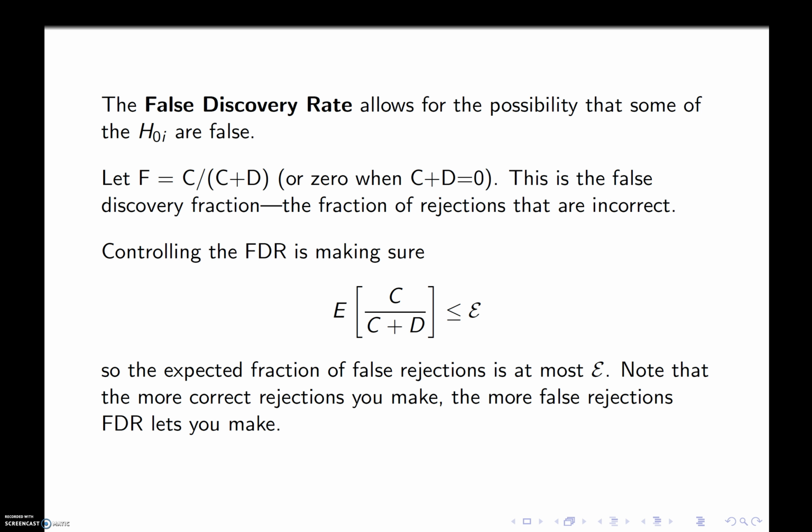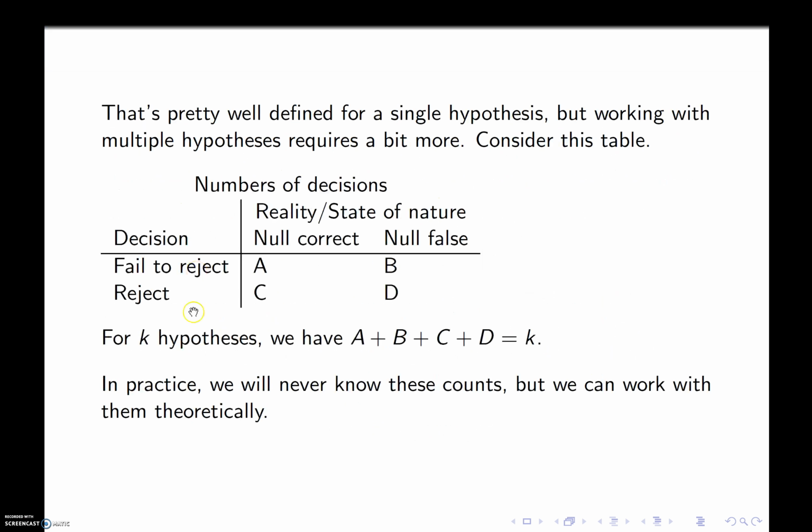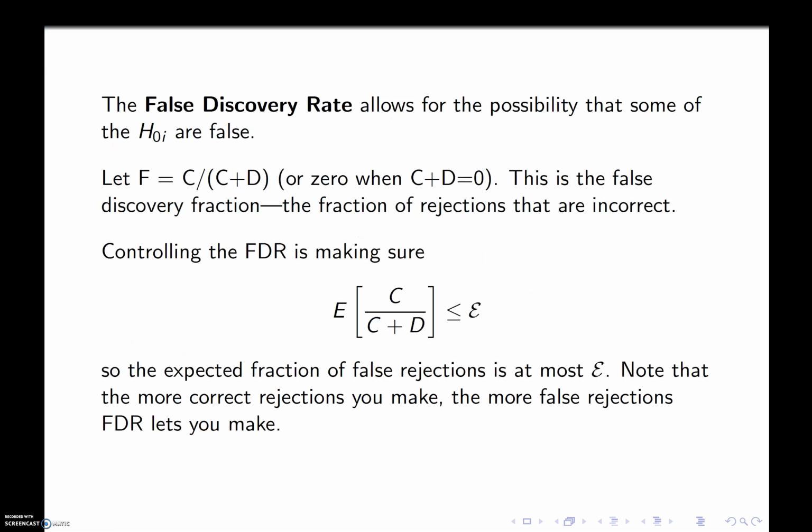Let me just show you that. So see, if our decision is to reject, that's C plus D. So C plus D gives us our total number of rejections. Now, we don't know what proportion of those are true, correct rejections, or false rejections, of course. But we can make a fraction, which we'll call F, summarizing that proportion.